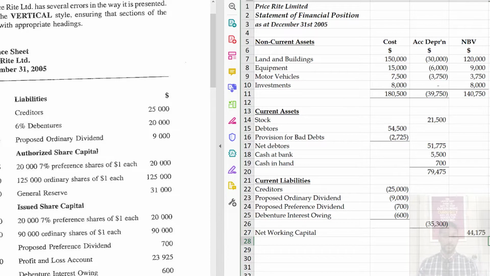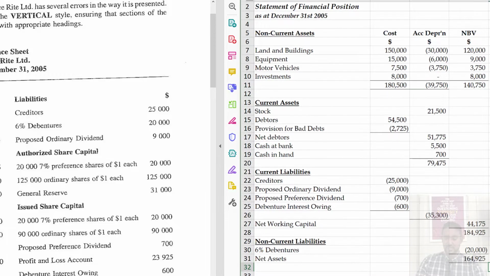Net working capital is the difference between current assets and current liabilities. And we're going to add that to our non-current asset total to give us that figure there. From which, of course, we're going to subtract the non-current liabilities, the debentures of 20,000, to give us net assets. Assets minus liabilities equal to net assets, or capital. So 164,925. Now I'm going to scroll down. So if you need to pause and take any notes, pause now.